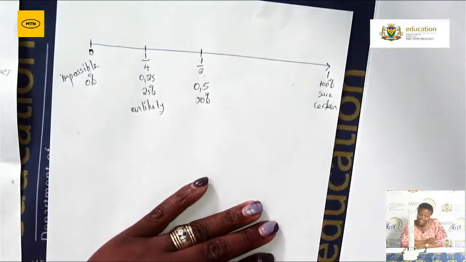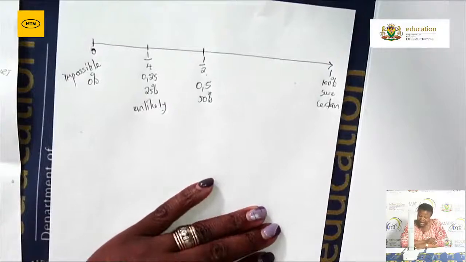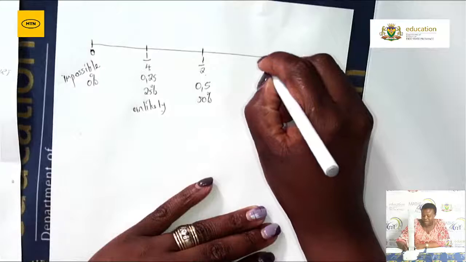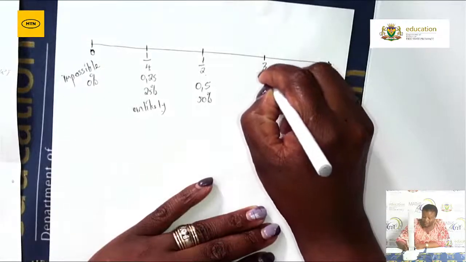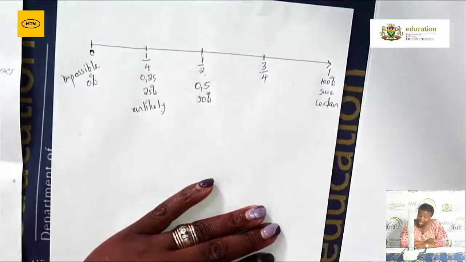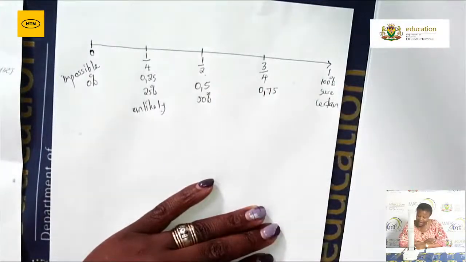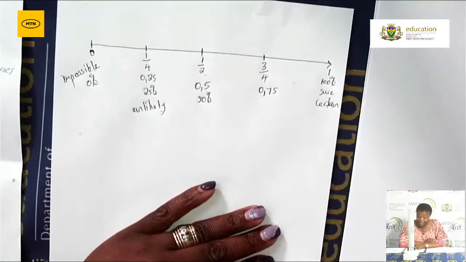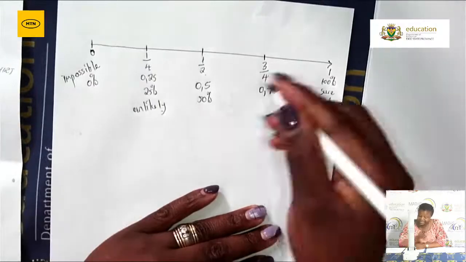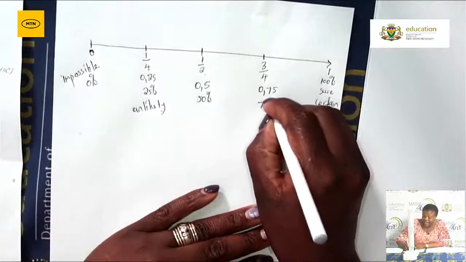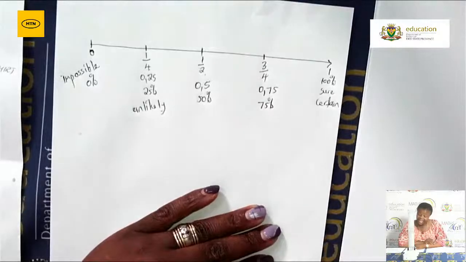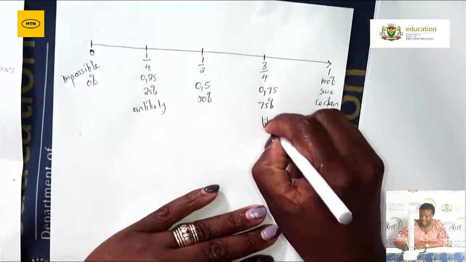And then we move to the next level, which is between half and 1. Between half and 1, we have 3/4. With 3/4, as a decimal it is 0.75. And 0.75, we multiply by 100, we get 75%. In here, the chances will be likely.